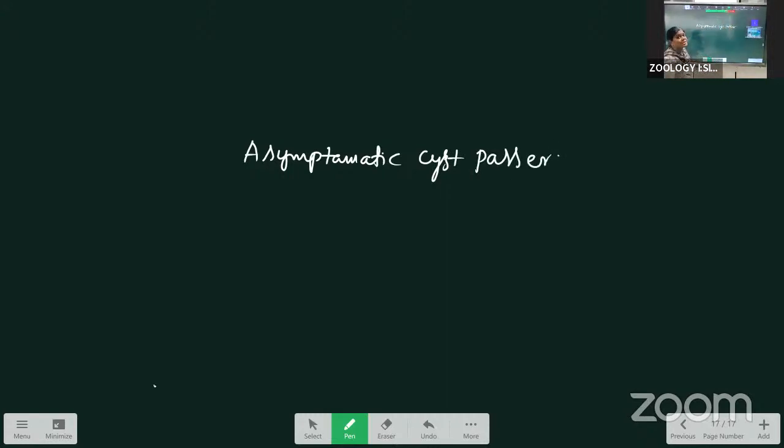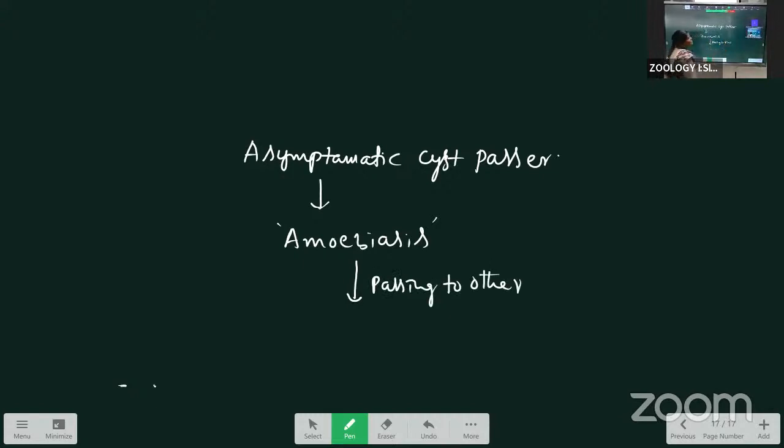Some persons have amoebiasis. Entamoeba causes amoebiasis. Now they have amoebiasis, but what are the symptoms? Mainly blood motions and stomach ache. Symptoms are present, but in some persons no symptoms occur, yet they are passing it to others. That we call asymptomatic cyst passers.